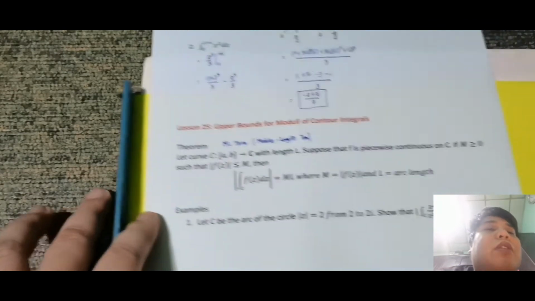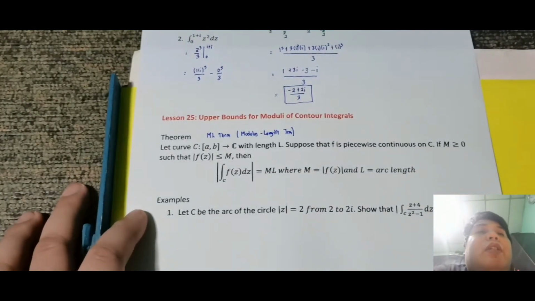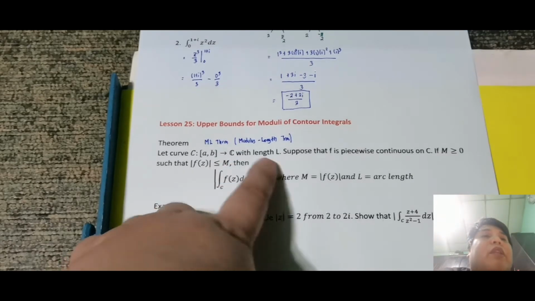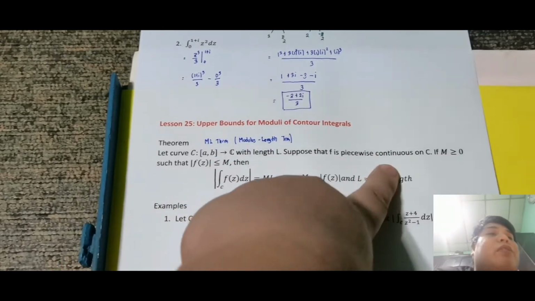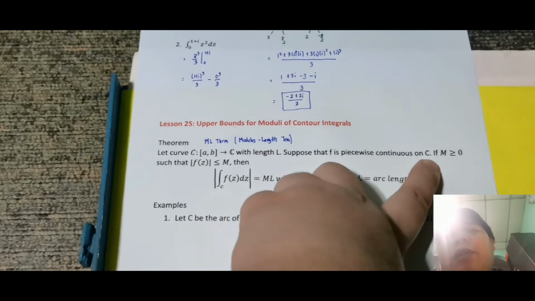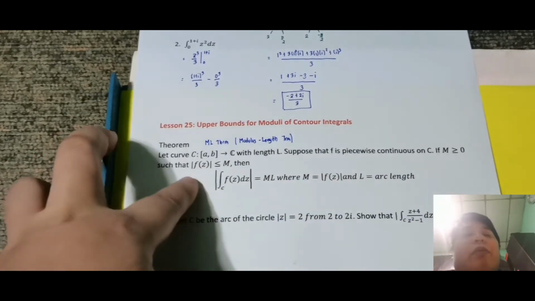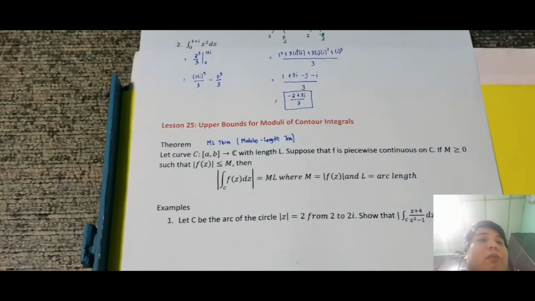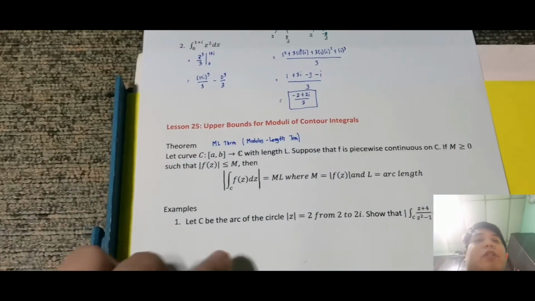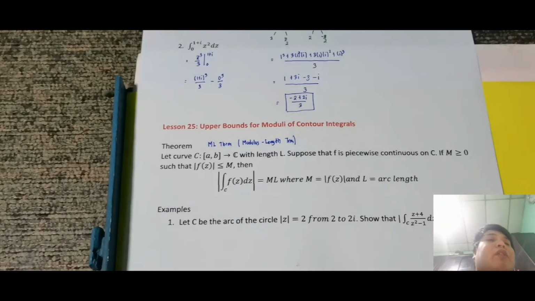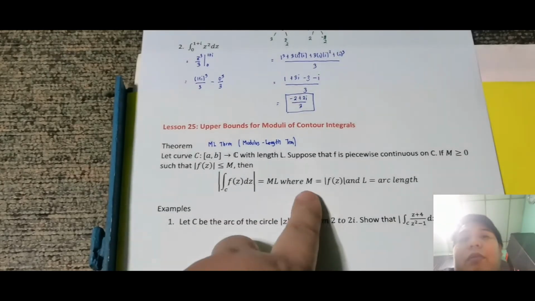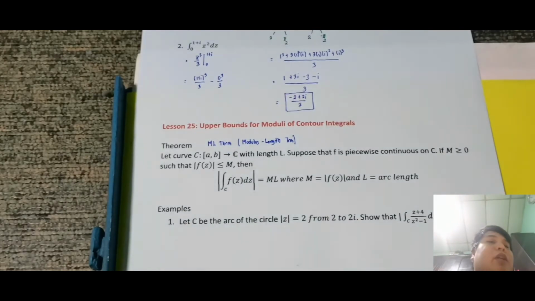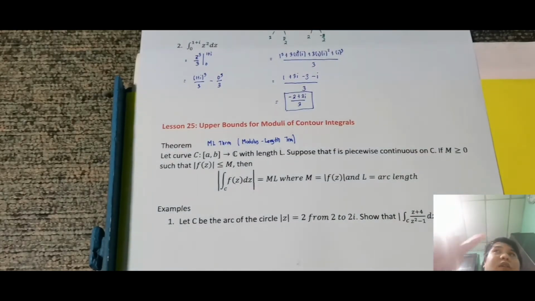Okay, so what is the modulus length theorem? Let curve C be a function from a to b going to a complex number with length L. Suppose that f is piecewise continuous on Z. So if M is greater than or equal to 0 such that the modulus of f of z is less than or equal to M, then the modulus of the integral of f of z dz along the curve C is less than or equal to ML, where M is the bound on the modulus of f of z, and L is the arc length.